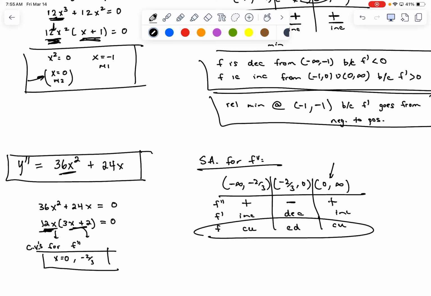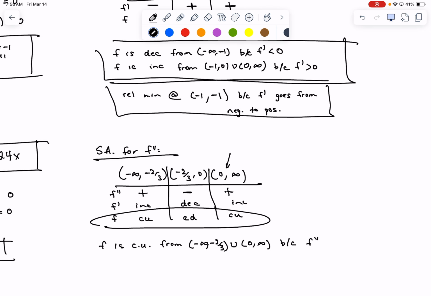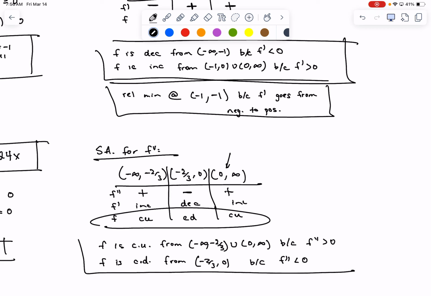That's what I'm after. So I'm going to say f is concave up from -infinity to -2/3, union 0 to infinity, because f double prime is what? Positive. Then I'll say f is concave down from -2/3 to 0, because f double prime is negative. You have to say it's negative and positive, or because it changes sign?